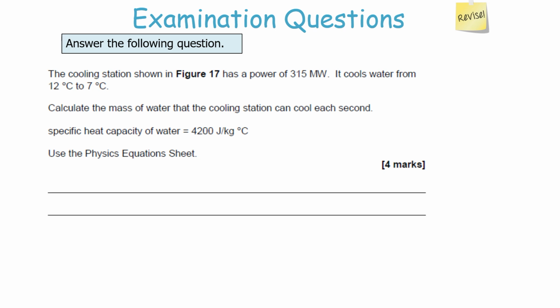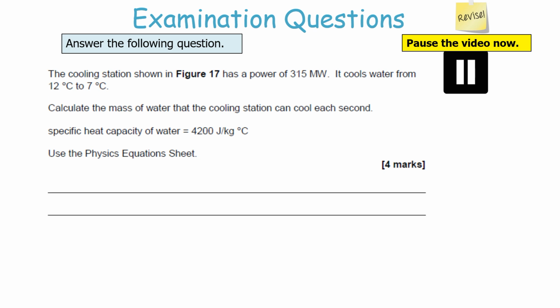The next question says a cooling station has a power of 315 megawatts. It cools water from 12 degrees to 7 degrees. Calculate the mass of water that the cooling station can cool each second. So pause the video now, then unpause the video when you want to go through your answer.